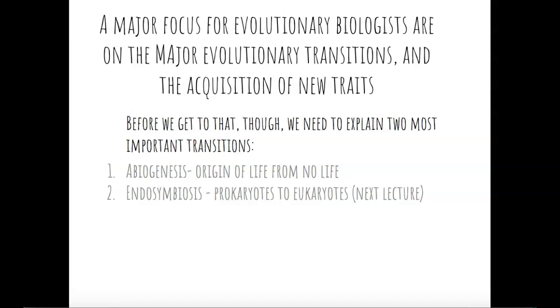For evolutionary biologists, one of the things that is studied extensively is evolutionary transitions, or the acquisition of new traits. If we're talking about a marsupial, it's them gaining a pouch in which to carry their babies. If we're talking about reptiles, amphibians and birds, it's the ability to have a hard-shelled egg or the evolution of wings, things like that. But before we get to that, we need to explain two of the most important transitions. Before we can even discuss the transitions between life, the first thing we need to do is discuss abiogenesis, which is the origin of life from no life, and endosymbiosis, which is the evolution from prokaryotes to eukaryotes, which will be our next lecture.